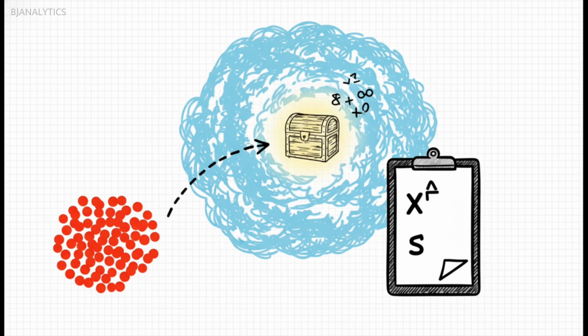But since we can't get to that hidden treasure directly, we have to work with what we've got, our sample. The numbers we calculate from our sample are called statistics, and they're our best guess. So the average of our sample is called x bar, and its spread is called S. We use these real-world numbers from our sample to try and estimate those true hidden parameters of the entire population.